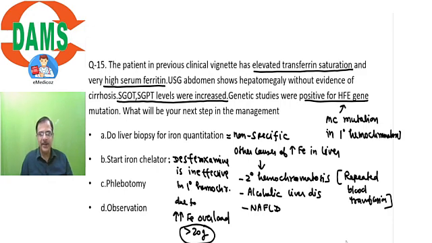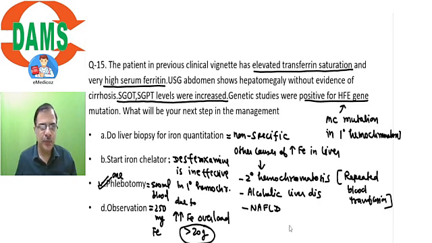So iron is removed only by phlebotomy. Phlebotomy means removal of blood. One phlebotomy is equal to 500 ml of blood, which is equal to 250 milligram of iron. It is 250 milligram of iron which is removed in one phlebotomy. Therefore, iron chelating agents are not effective because of the huge iron overload.